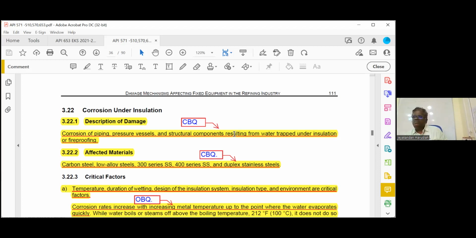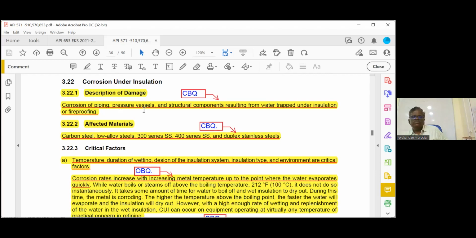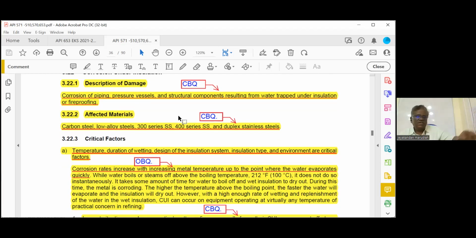So these are the key points about the CUI. Please take the description of the damage: corrosion of piping, pressure vessel and structural components resulting from water trapped under insulation or fireproofing. Then affected materials: carbon steel, low alloy steel, 300, 400 series and duplex. That is important.